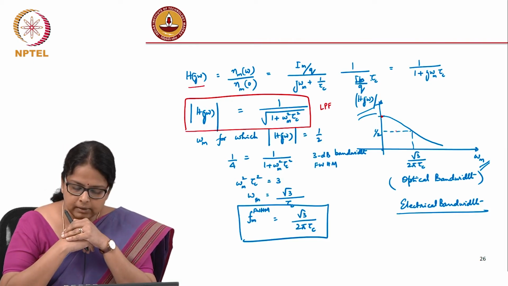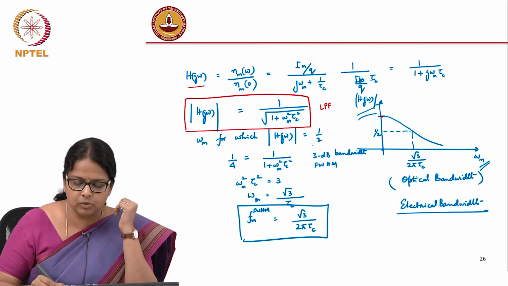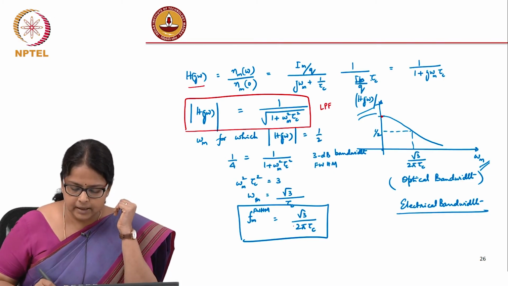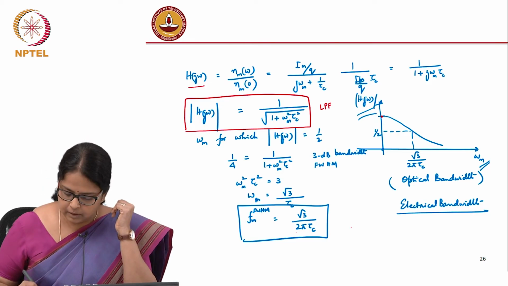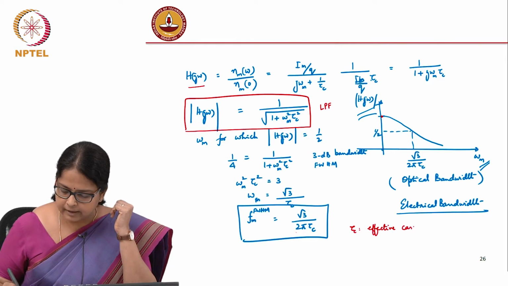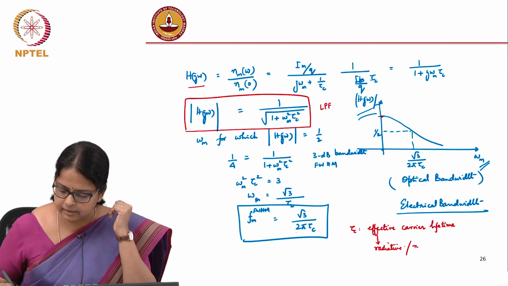So the frequency at which this goes to half, we derived last time, it is root 3 divided by 2 pi tau c, where tau c, I will remind you, is the effective carrier lifetime, and remember this has contributions from radiative and non-radiative lifetimes.